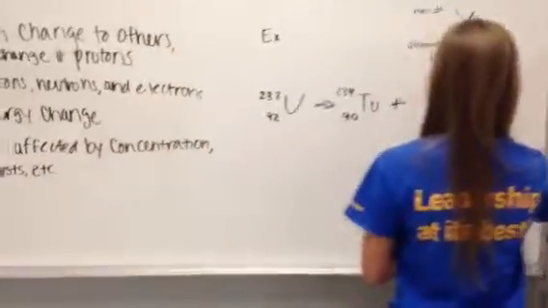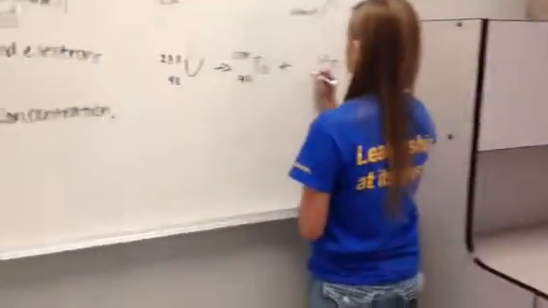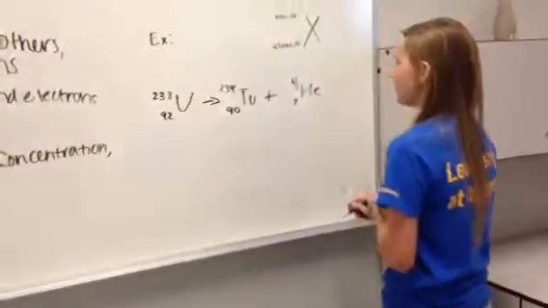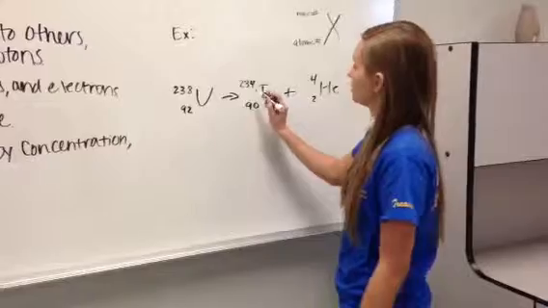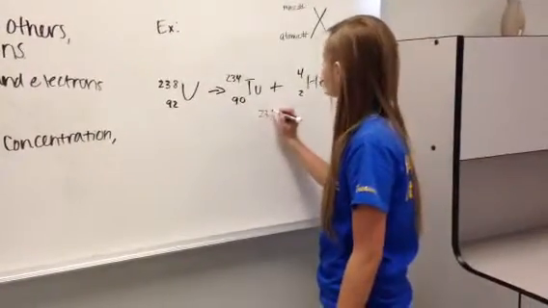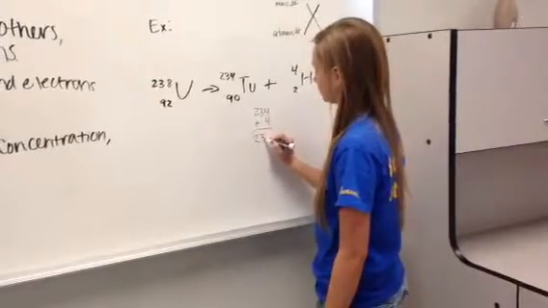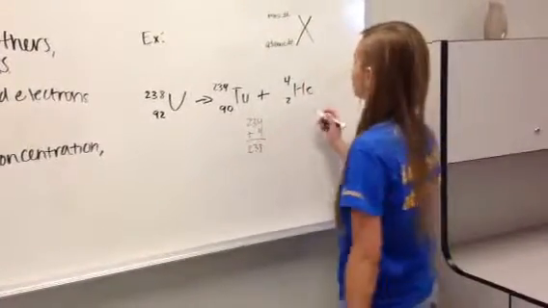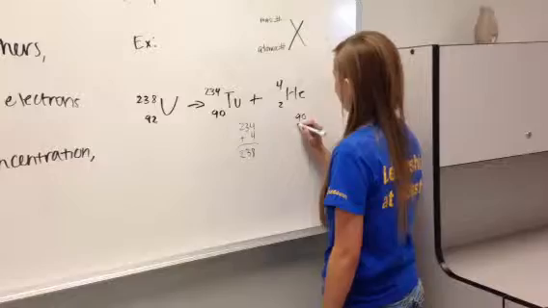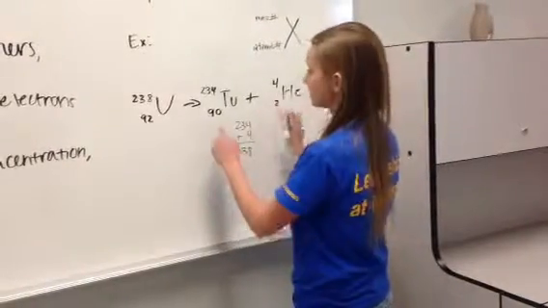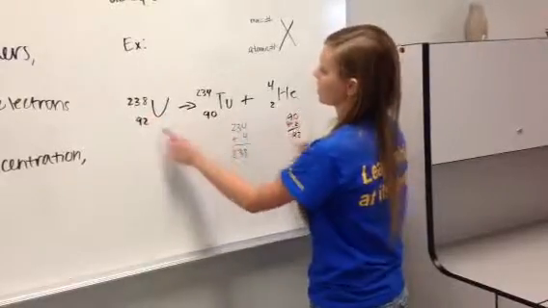Plus helium, atomic number 2, and mass number 4. And to get that, you have to add 234 plus 4 to get 238. And 90 plus 2 to get 92. So the top numbers have to be equal to this, and the bottom numbers have to be equal to that.